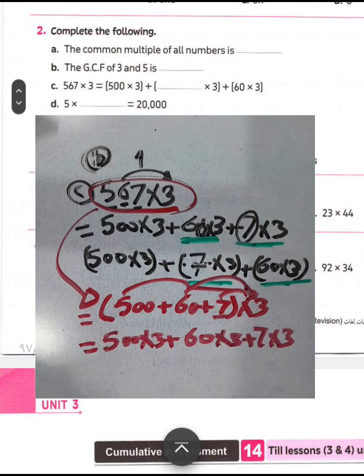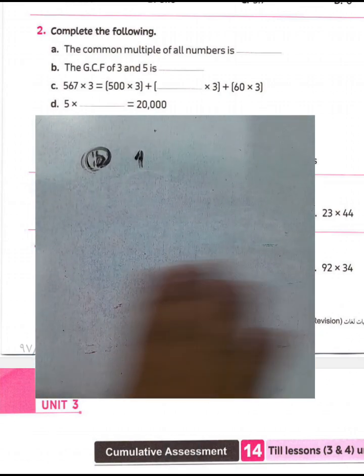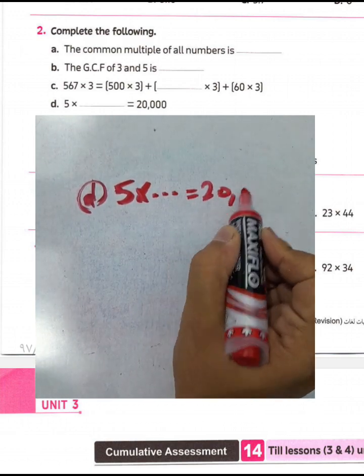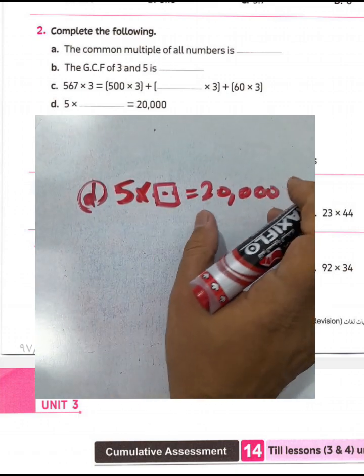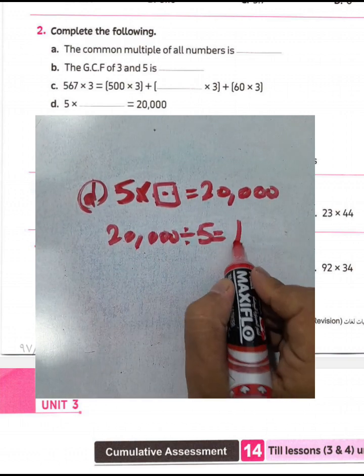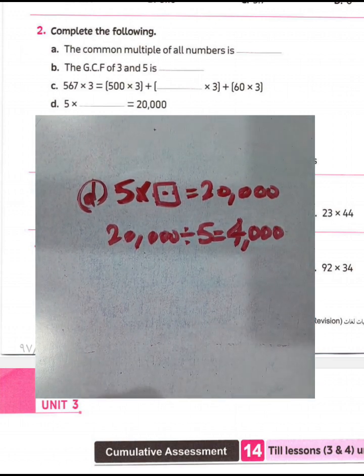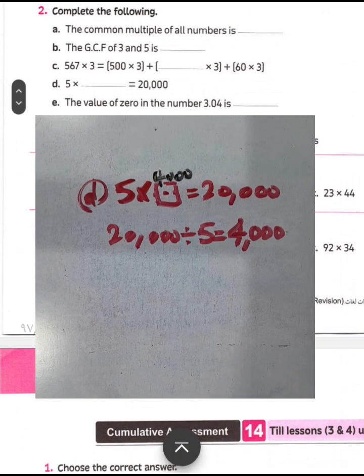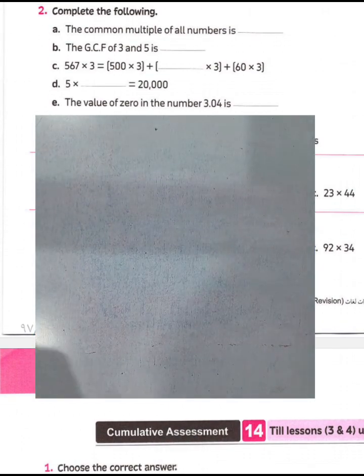Question letter D. 5 times what equals 20,000? We can find this number by dividing the result by 5. 20,000 divided by 5. 20 divided by 5 equals 4, and then write 3 zeros behind it. The result will be 4,000. Then you must write 4,000 in this space. Question letter E. The value of 0 in a number will be 0. The value of the digit 0 in any number is 0. Write 0 for letter E.